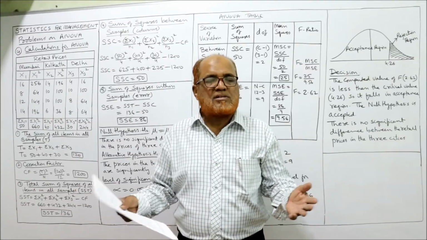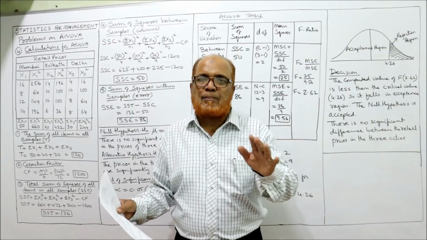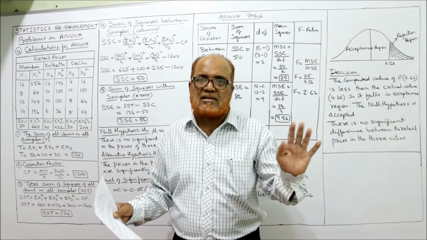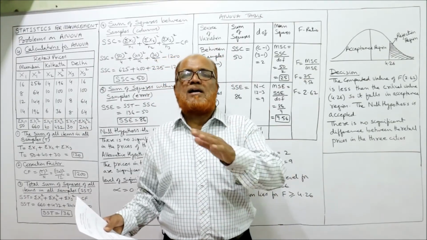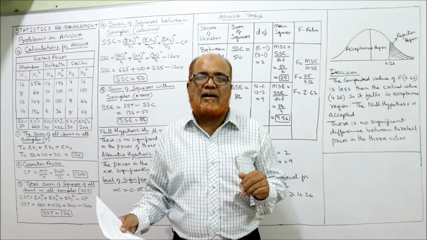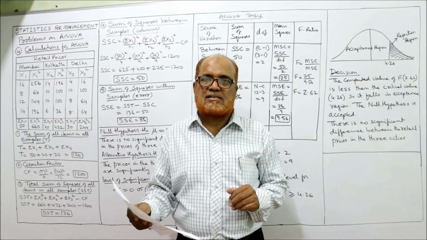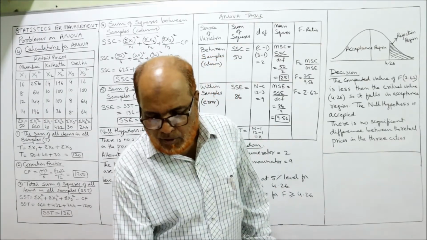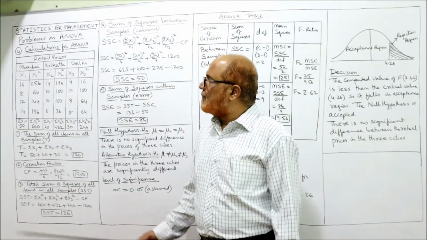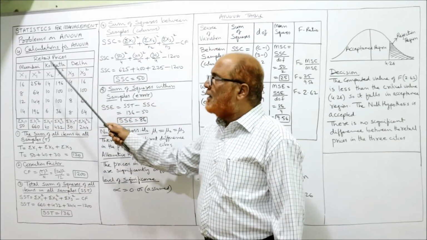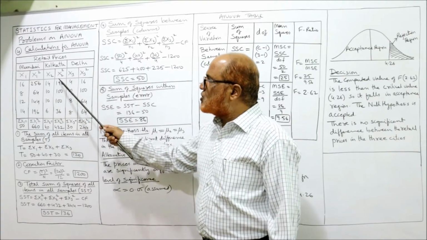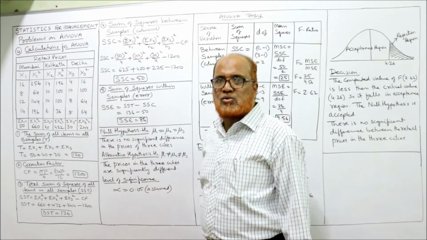Null hypothesis: no significant difference, the prices are the same in all the 3 cities. Alternative hypothesis: yes, the prices are significantly different in the 3 cities. Now we proceed to calculate for ANOVA. Calculations for ANOVA, retail prices: Mumbai, Kolkata, Delhi. X1, X1 square, X2, X2 square, X3, X3 square.